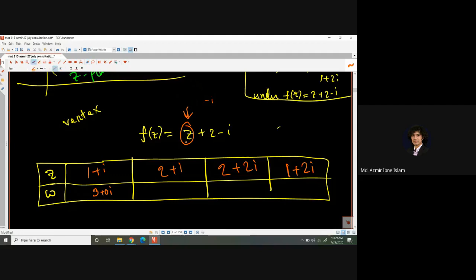Now let's input similarly the second one, that is 2 plus i. Inside z we are inputting 2 plus i, and we have the same part here, plus 2i. Now use your algebraic technique. You can see that the i terms are cancelling out. We have the result 2 plus 2, 4, right?